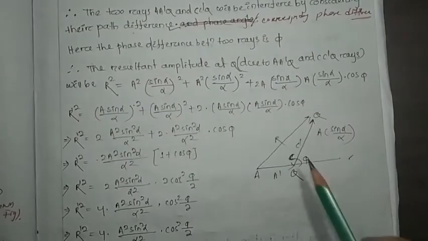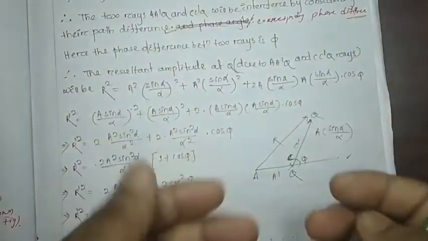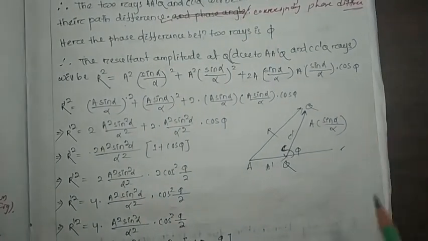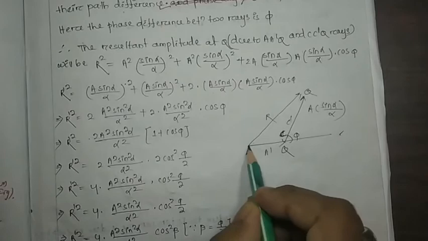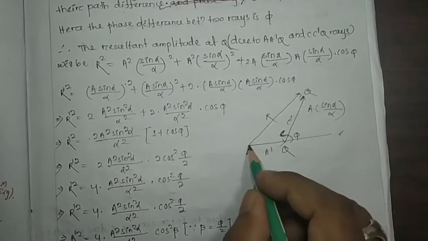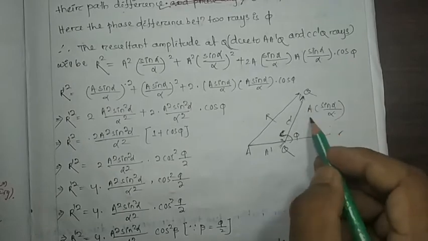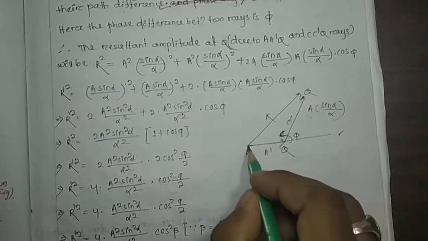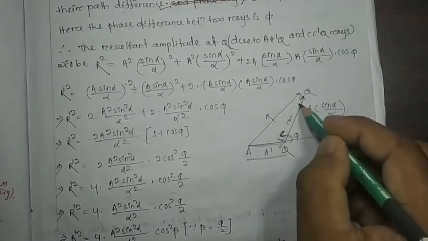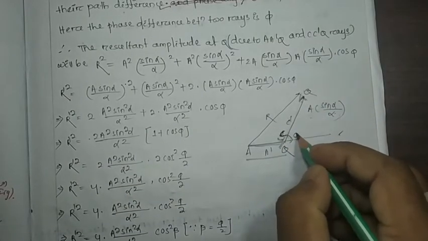So now, the resultant amplitude at Q due to this ray and this ray, when they interfere with each other at the point Q: what will the resultant amplitude be? For the rays A dash Q and C dash Q, the amplitude is A sin alpha by alpha for this one, and for this one also A sin alpha by alpha. This is the vector representation of one ray, A dash Q, and this is the vector representation of the other, C dash Q. Both have a phase difference of phi.